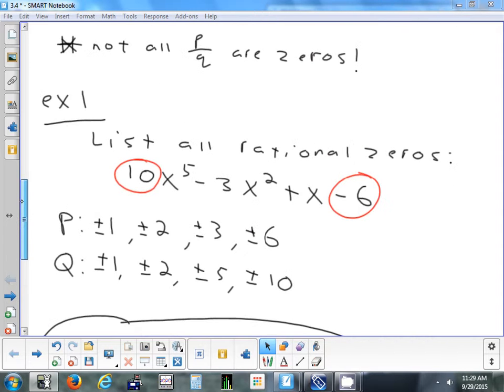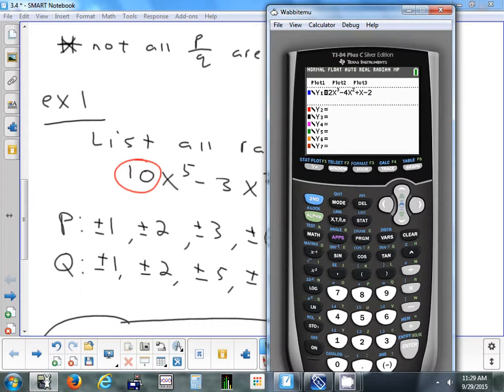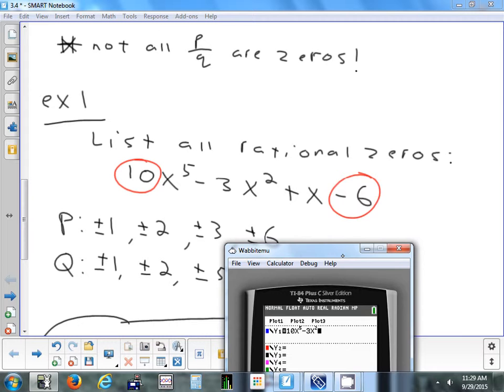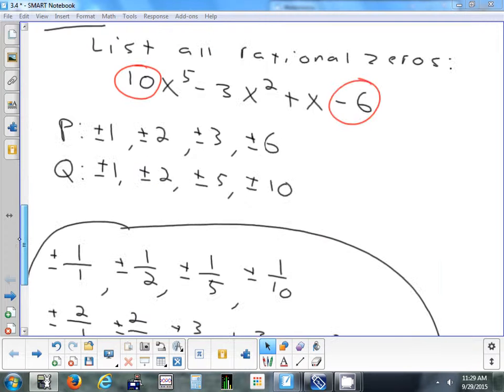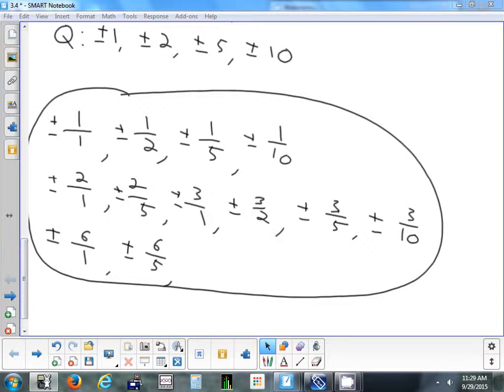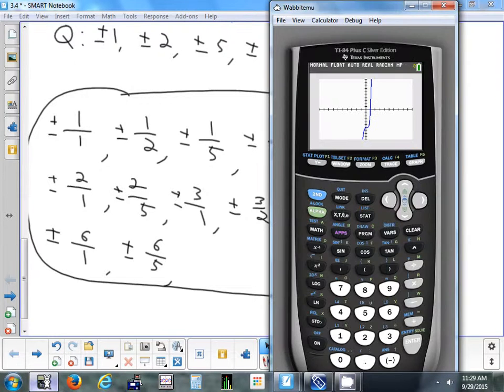So let's graph it. 10x to the 5th minus 3x squared plus x minus 6. Now these are all pretty small numbers. What's the biggest one we've got? Maybe 6? So we're not really going to have to look beyond positive or negative 6. Looks to me like it's going through 1. Okay, 1 looks pretty close.